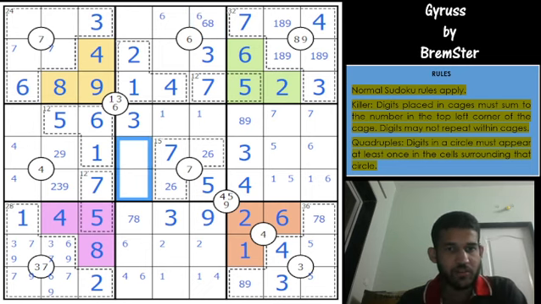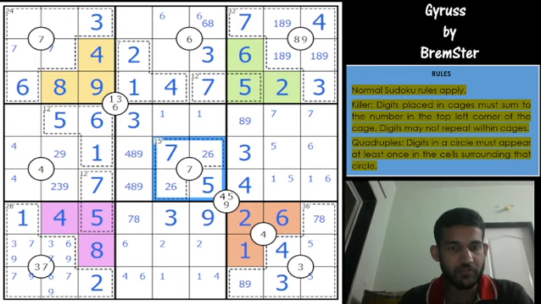Okay. These two must be 4, 8, 9 for the column because they can't be 2, 5, 6, 7 or 1 and 3. So they are 4, 8, 9. So 4 is here, so that's an 8 and 9.